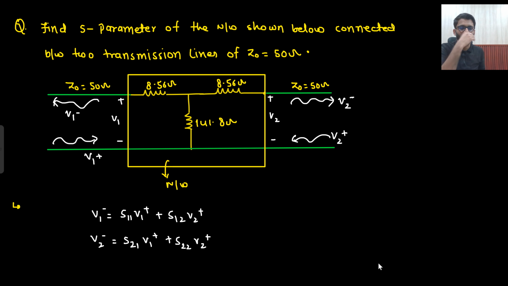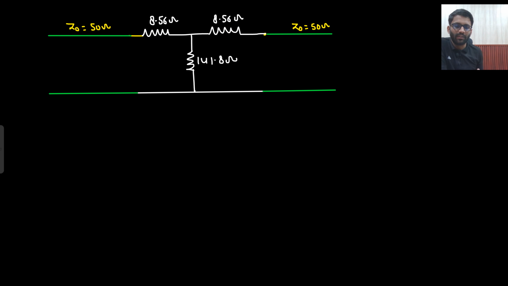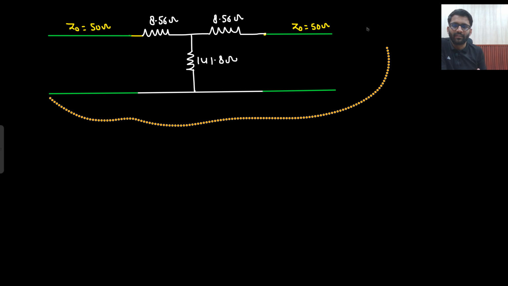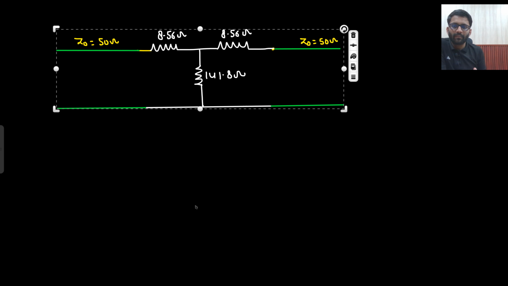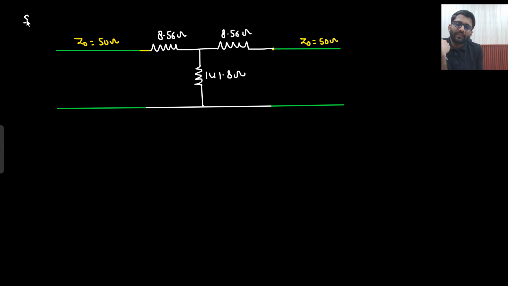But let's do the formalities. Here V1 plus would come, V1 minus will be reflected, here V2 plus would come, and V2 minus will be reflected back. Okay. So V1, V2 I need to write down. V1 is V1 plus plus V1 minus, and V2 is V2 plus plus V2 minus. So let's not take a break. Let's start solving it. What I need to find first is S11 and S21. Good that I have made the diagram already.